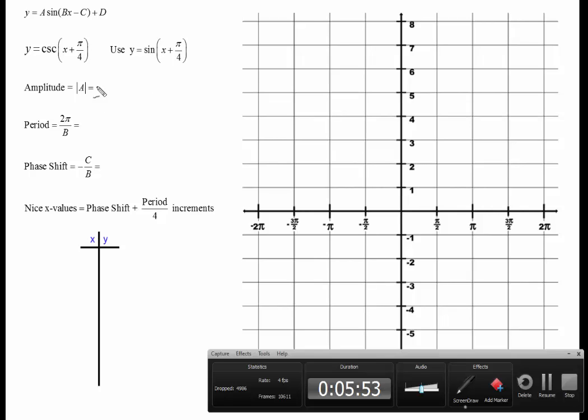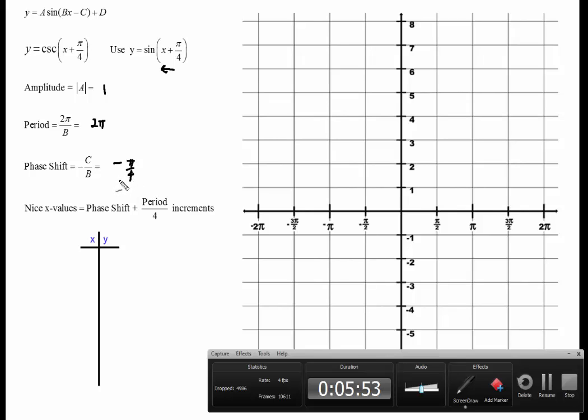We said the amplitude, the number in front here, absolute value of 1 is 1. The period is 2 pi over b. Now the b number here is 1, so we'll get a period of 2 pi. The phase shift, you've got the c number. Now if you're thinking about this, x plus pi over 4, you might be thinking, is it going to go right or left? This one I think would shift left pi over 4 units. So it would be pi over 4 over 1. If you want to, we can put the minus there and say that would be a minus pi over 4 shift, or a pi over 4 shift to the left here.